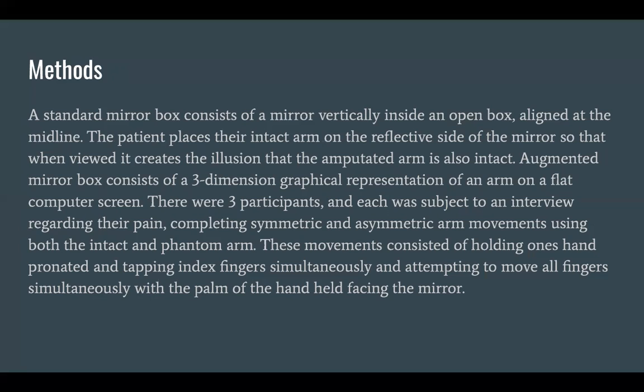The augmented mirror box consists of a three-dimensional graphical representation of an arm on a flat computer screen. In this study, there were 3 subjects, and they were interviewed and asked to complete symmetric and asymmetric arm movements using both the intact and the phantom arm. These movements consisted of pronated tapping of the index fingers and simultaneous movement of all fingers with the palm of the hand held facing the mirror.